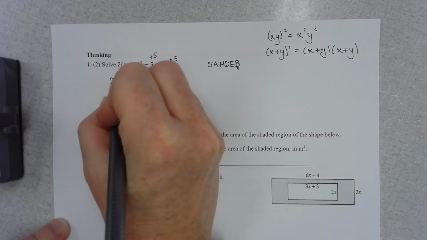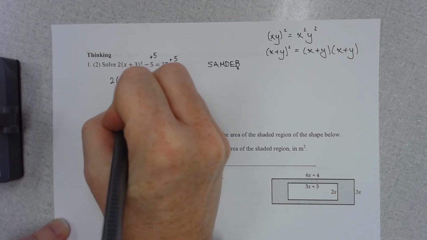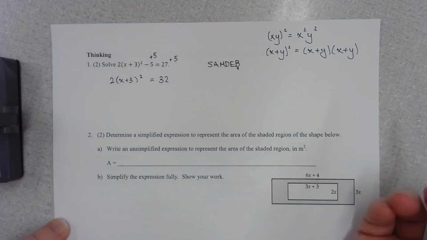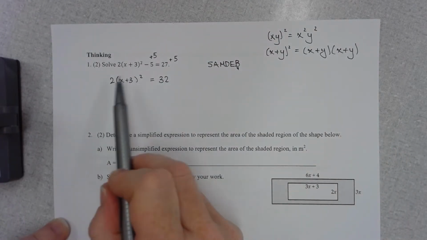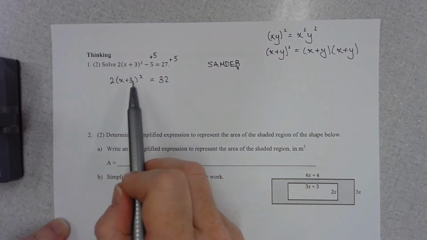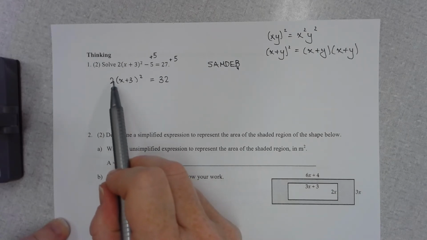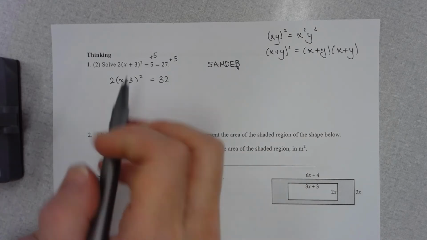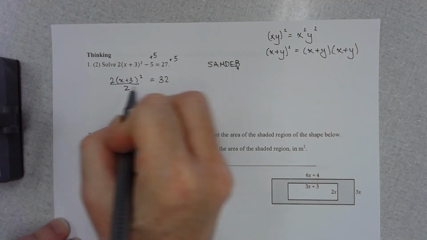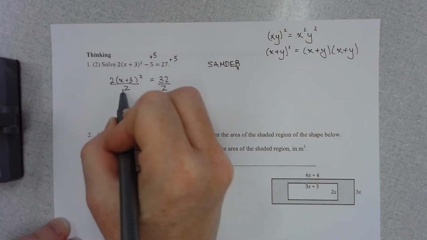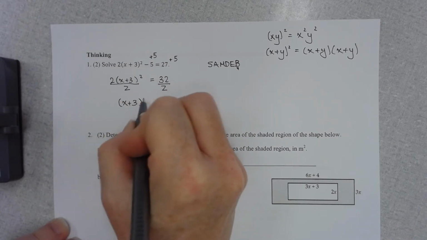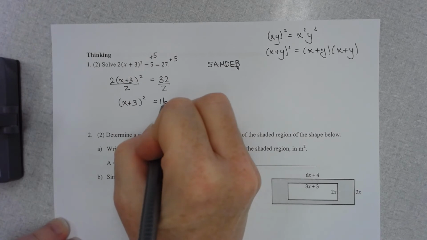So now we have 2 times (x plus 3) squared is equal to 32. Well, we still have this bracket here, so we know we have to touch that dead last. So it's being multiplied by 2, and then it's to an exponent. Well, multiplication comes before exponent, so we're going to divide both sides by 2 to get rid of that 2. So 2 divided by 2 is 1, so we're left with (x plus 3) squared is equal to 16.